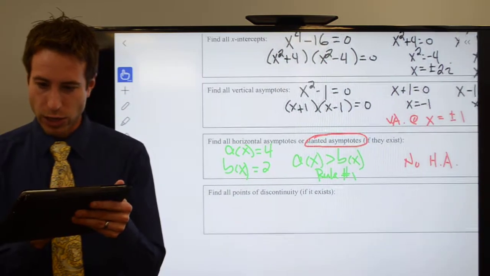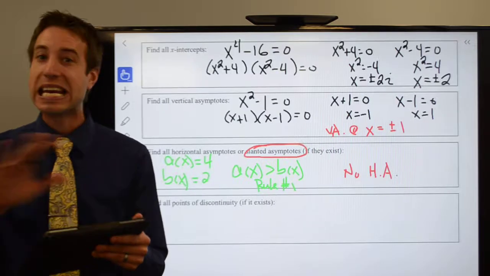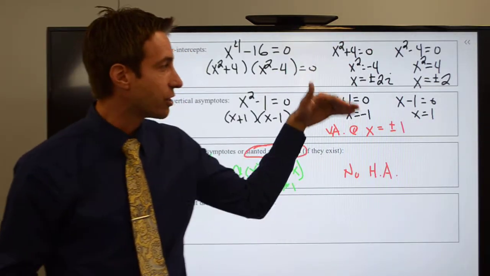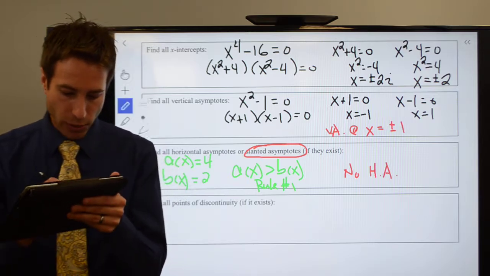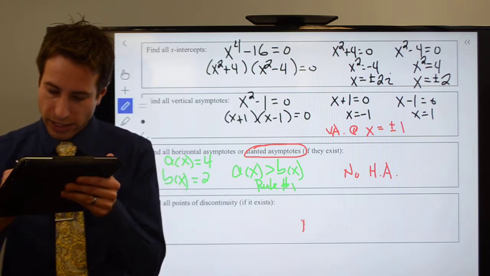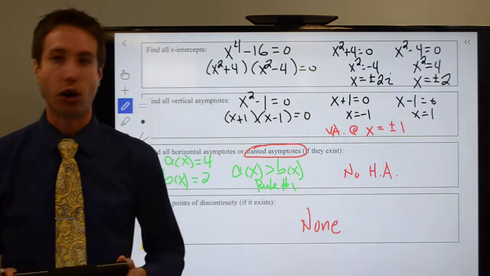Back down here real quick. Did I have anybody show up in both the x-intercept and the vertical asymptote box? I didn't. So when it comes to points of discontinuity, there aren't any.